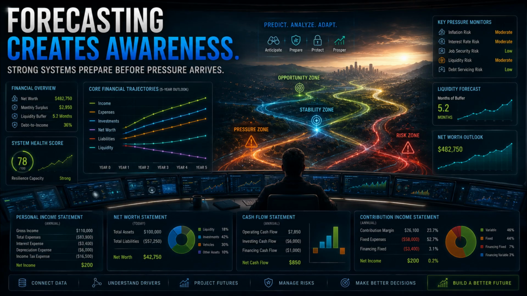They wait for inflation, debt pressure, job loss, rising interest rates, or emergencies before adjusting behavior. But strong systems prepare before the pressure arrives. And forecasting allows us to see future trajectories before we experience them.